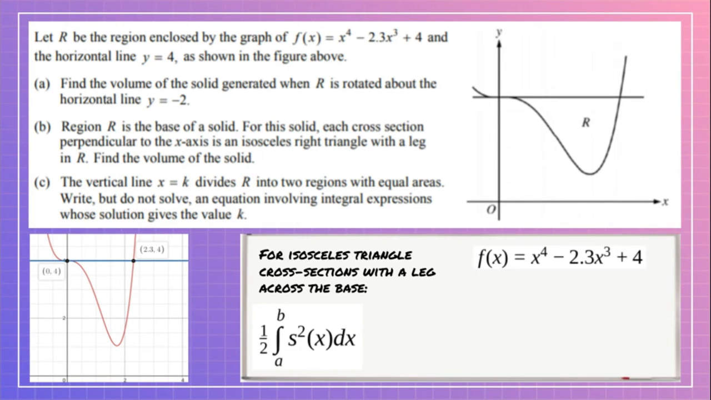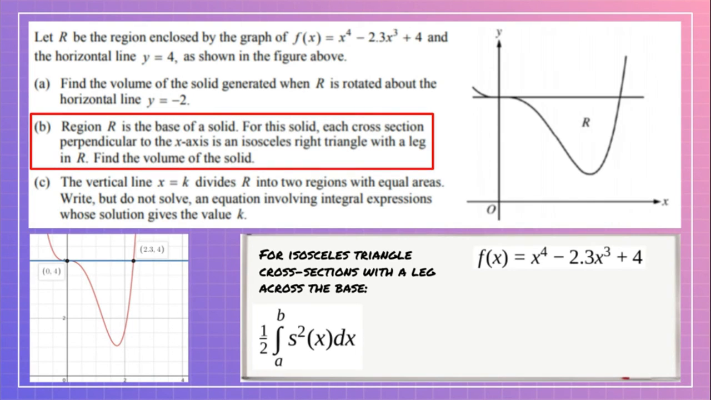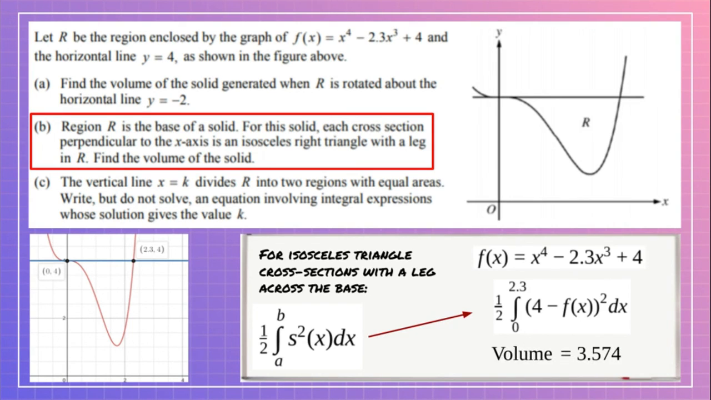To get S of x, we take the top function and subtract the bottom function. The top function is y equals 4, and the bottom one is f of x equals x to the fourth minus 2.3x to the third plus 4. We can see the limits on the graph to the left, which are 0 and 4. So now we plug everything into the calculator and use Math 9 to find the volume, which will be 3.574.